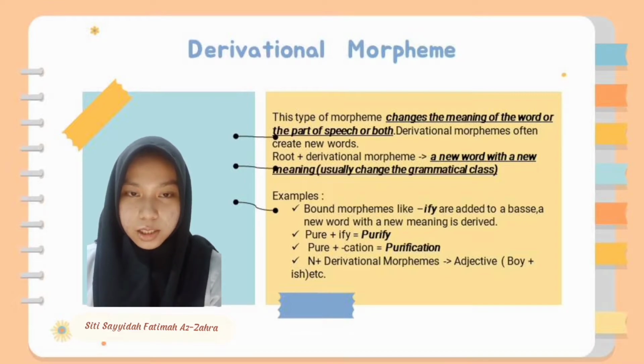Examples: the first is bound morphemes like -ive are added to a base. A new word with a new meaning is derived. The second is pure plus -ify is purify. The third is pure plus -cation is purification. And the last, noun plus derivational morpheme is adjective, or boy plus -ish, etc.